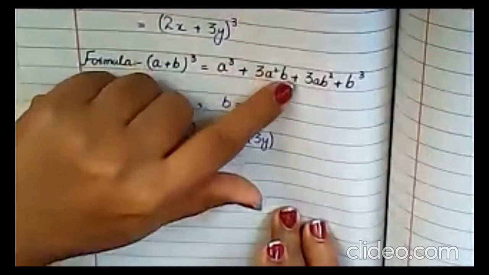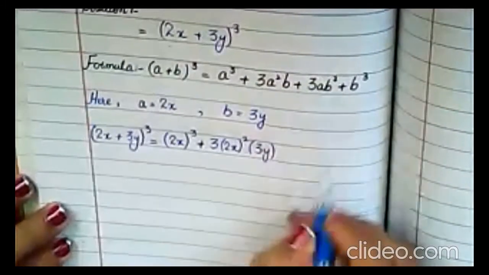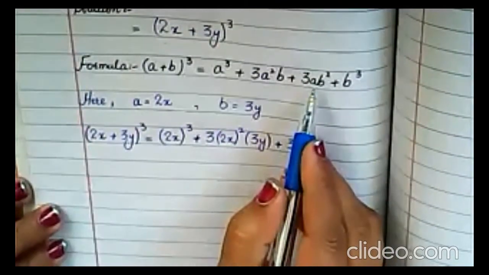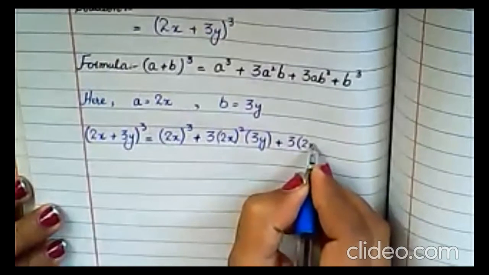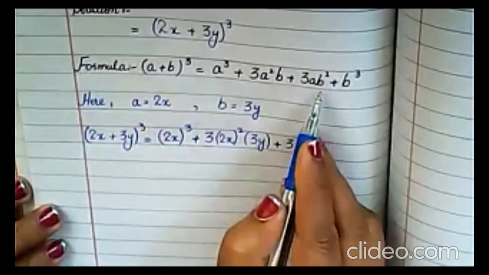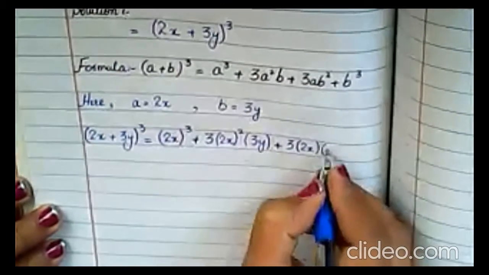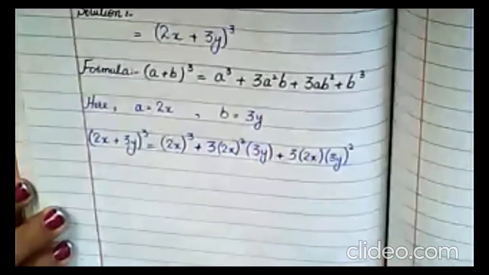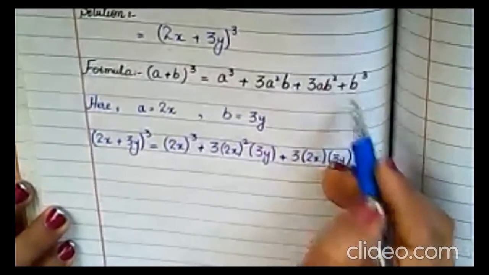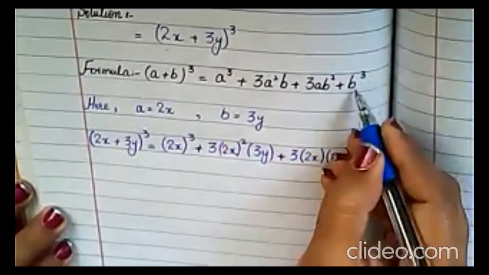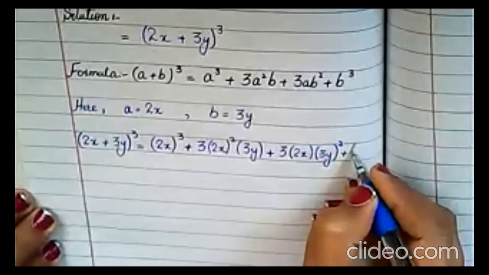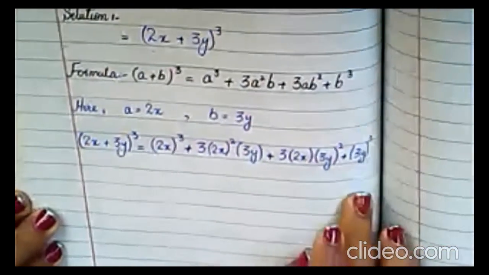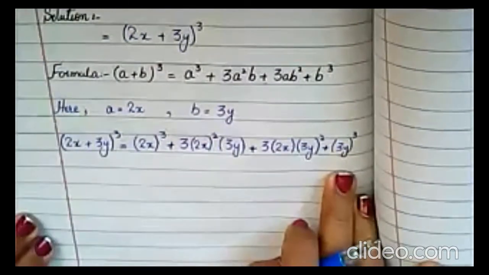Okay, now move on to this term, which is 3AB square. So you will write here plus 3. Inside the bracket, you will write down the value of A, which is 2x. And then in the next bracket, you will write down the value of B, which is 3y. So you will write here 3y whole cube. Sorry, whole square, not cube, it's the square. Okay, then plus B cube. What is B? 3y. So you will write the whole cube of 3y. Is it clear? You will write here the whole cube of 3y.